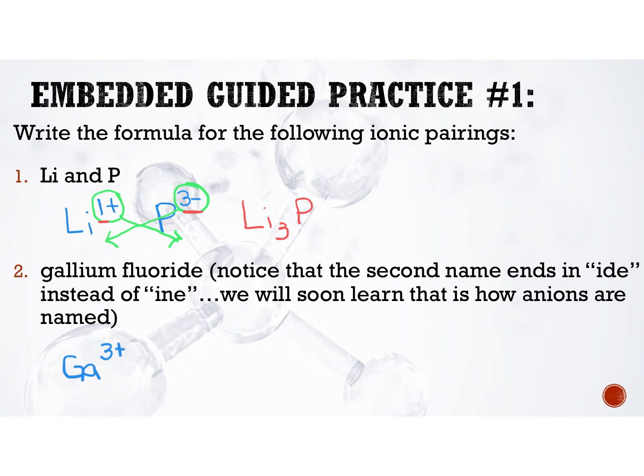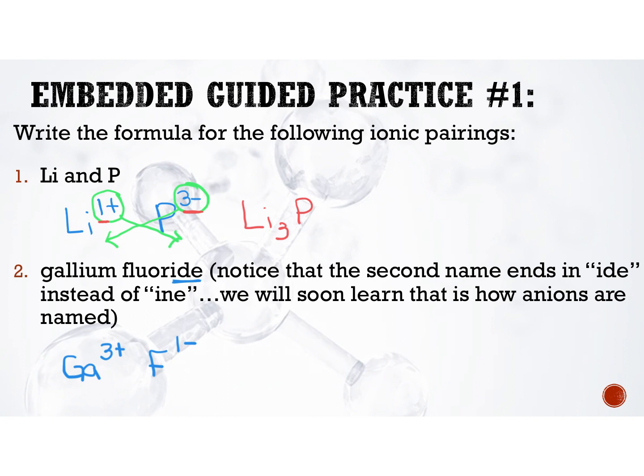Fluorine, because fluoride ends in IDE. We're going to learn how to name those later, but that is representing the element fluorine. So fluorine, symbol F, is found in 7A, so it will gain 1 electron to satisfy the octet rule, which gives it a 1 minus charge.